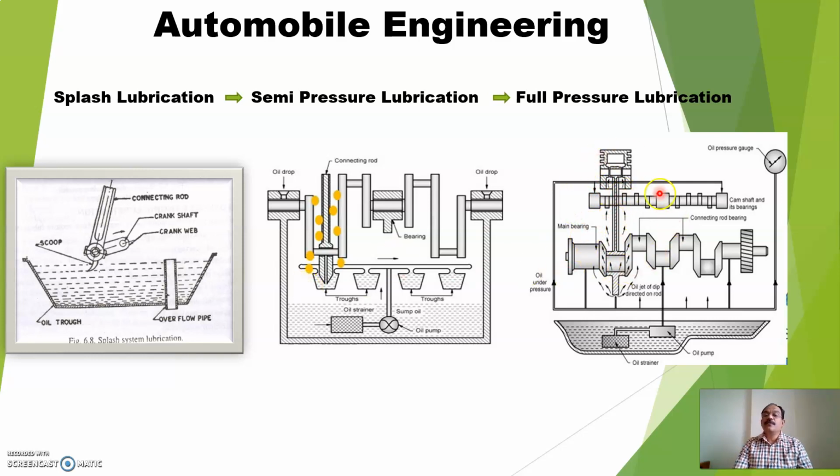But this is a full pressure lubrication system, wherein the oil is supplied with the help of this oil pump. An oil strainer is used to separate the debris or dust from the oil, and the oil pump fully pressurizes the oil and gives it to each and every component of the engine. Here you can observe the camshaft and these cam bearings and all those things. And now, how can you supply oil to the internal side of the cylinder?